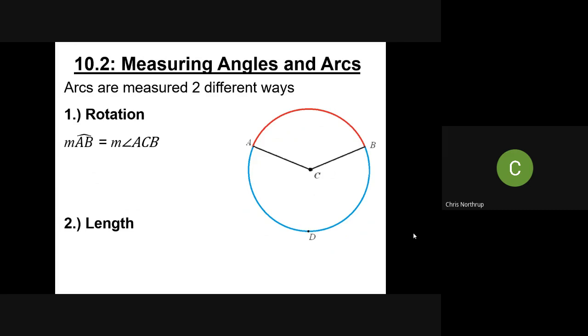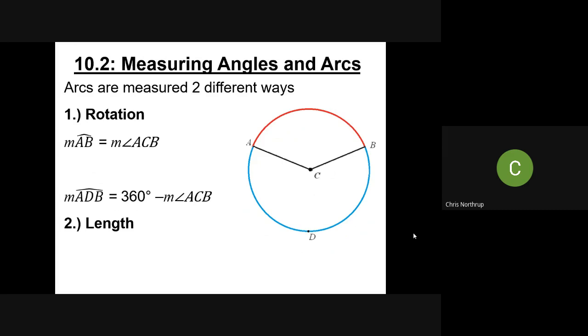So if I was to look at that red arc from A all the way along that circle over to B, the rotation of that arc is equal to the rotation of my central angle. Now, if I wanted to look at the rotation of the other arc that goes from A and then passes through D along the way to B, I would have to do 360 minus the measure of that central angle, because that other rotation adds up to the remaining part of 360.